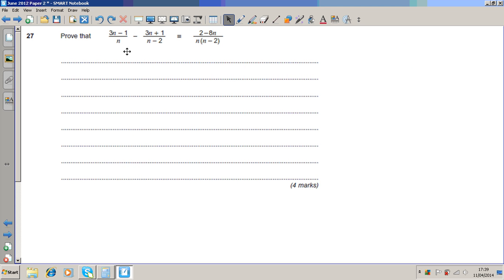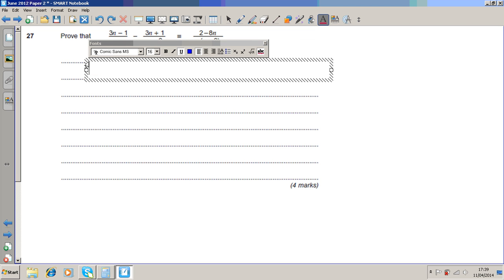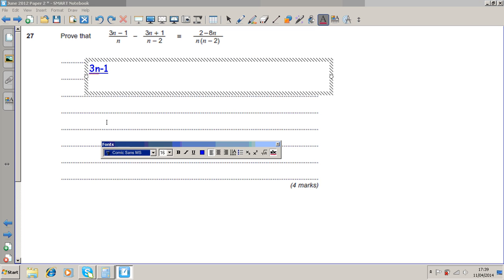Prove that (3n minus 1) over n minus (3n plus 1) over (n minus 2) is equivalent to (2 minus 8n) over n(n minus 2). So essentially what we're going to do is try and work out this algebraic fraction here, and hopefully we're going to get to that answer that we've got over there. So, to do that, let's just make a note of it first.